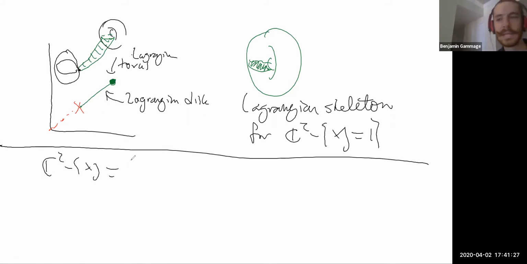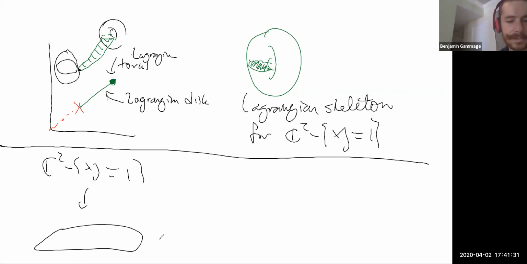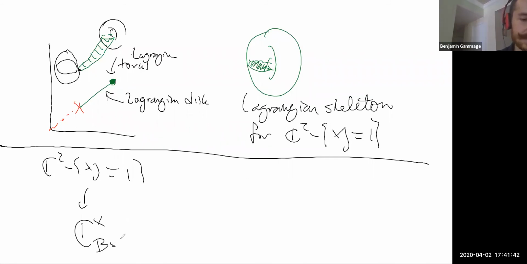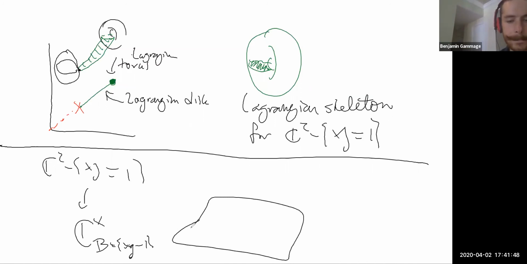coming down to this C star, which is what I was calling the B plane here. B was equal to the coordinate xy minus 1. And it was missing a point here, and then it had one fiber here, which looked like this.